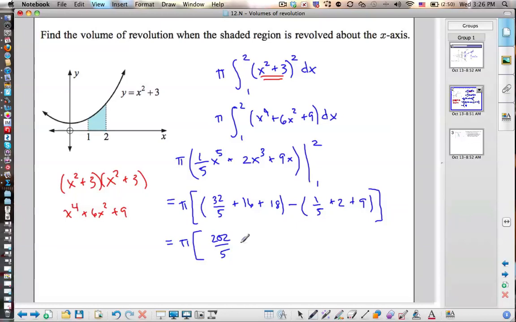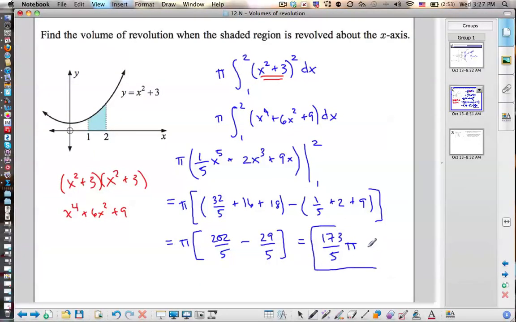Minus: 10 plus 18 is 28, and 1/5 makes 29 over 5. So 202 minus 29 is 173 over 5 pi. So that's the volume.